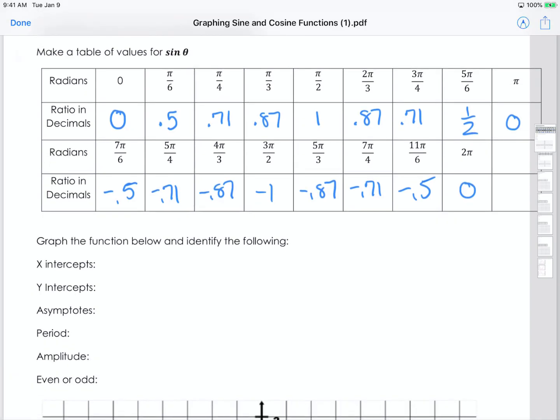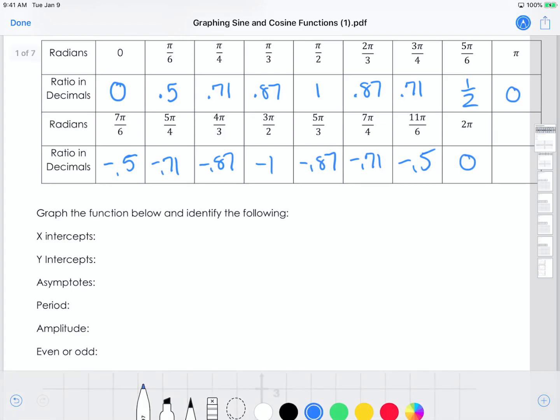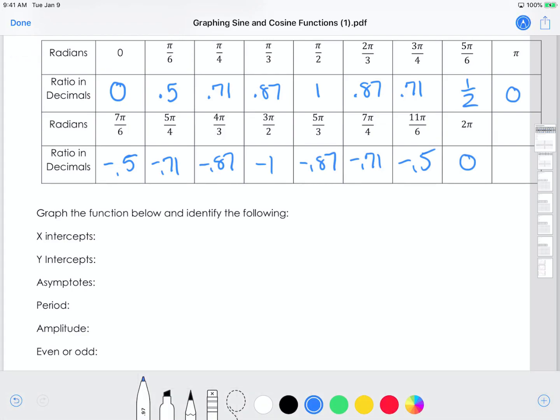So now let's look at the major features of the graph based on our table. So the x-intercepts are the value of x when y is 0. So in this case, we're looking at the x-axis, which is our value for theta, and our y-axis is our ratio. So we're looking to see what are the angles where the value of our ratio is 0. We would have 0 radians, we would have pi, and then 2 pi.